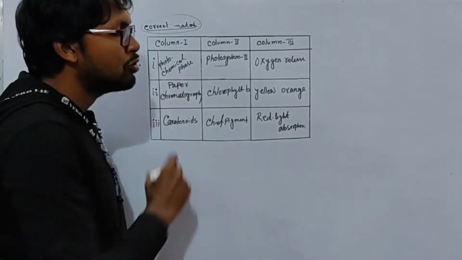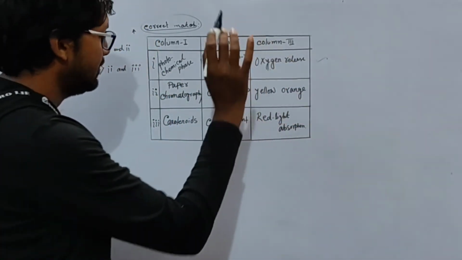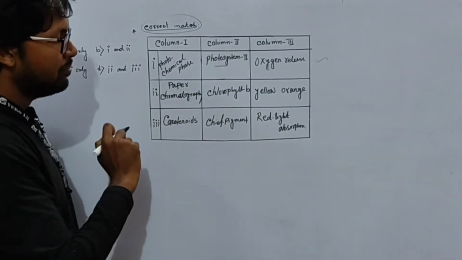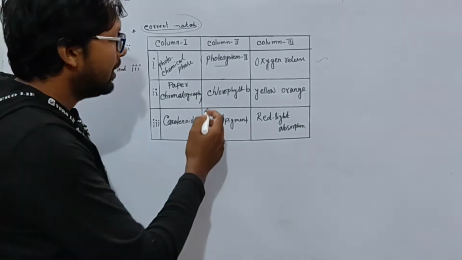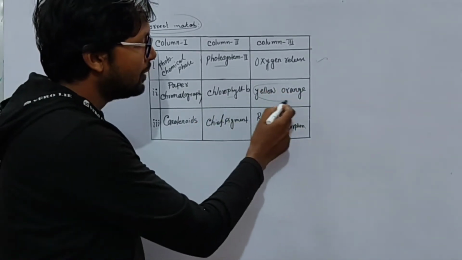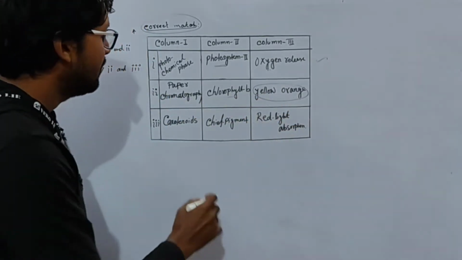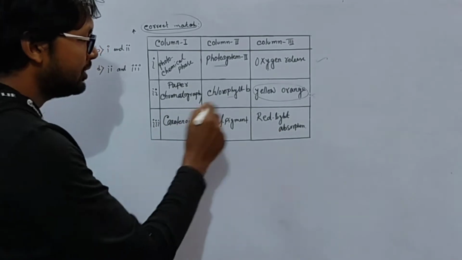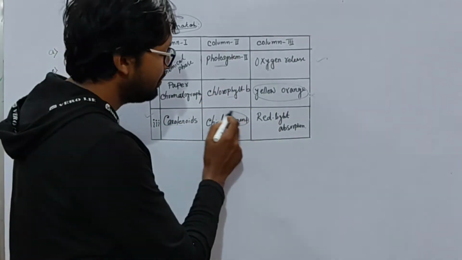We know that in photosystem 2, light reactions occur where oxygen is evolved. It is right, oxygen is released. Now the paper chromatography. Paper chromatography can separate the chlorophylls, chlorophyll a and b, and different pigments. But the yellow-orange color of chlorophyll b is not correct. It is actually yellow-green, not yellow-orange. Now the carotenoids.